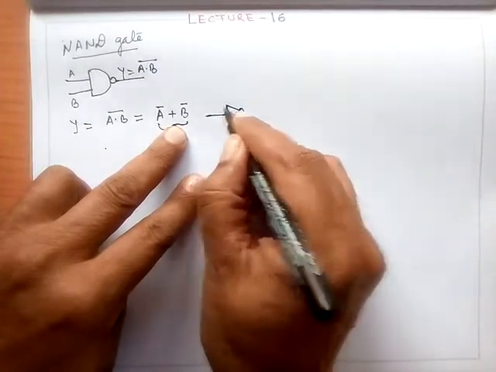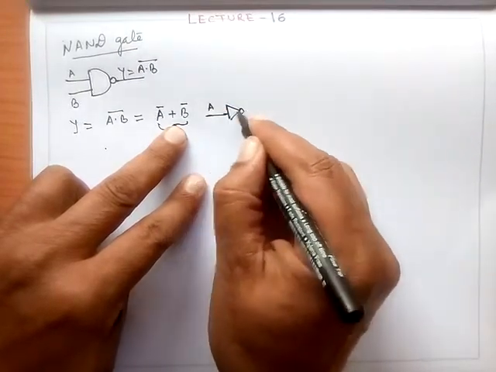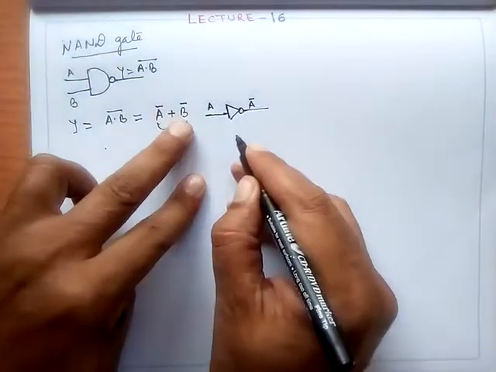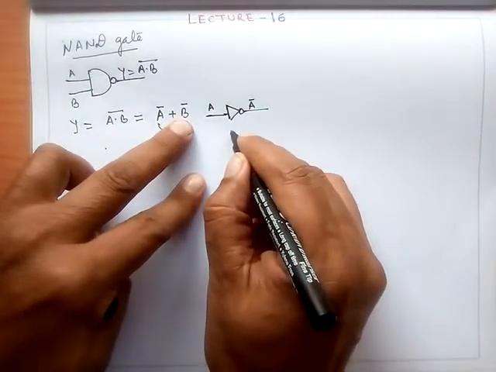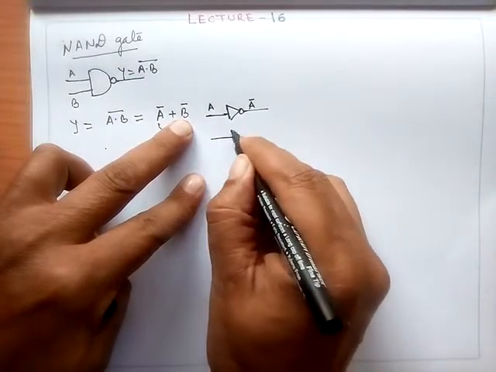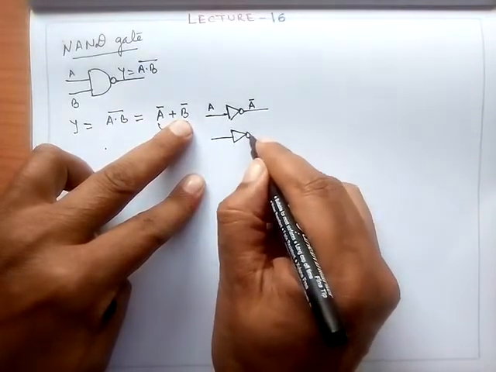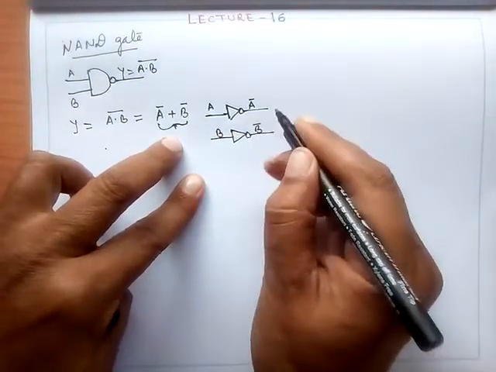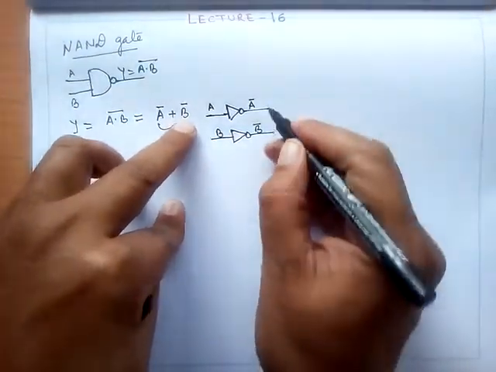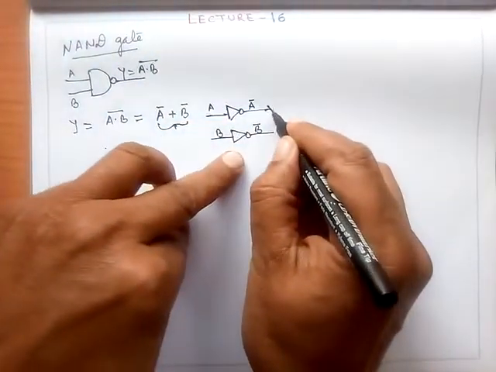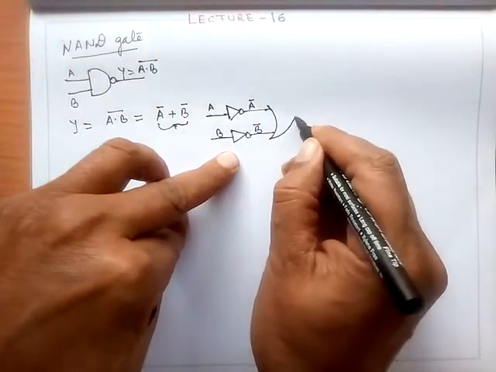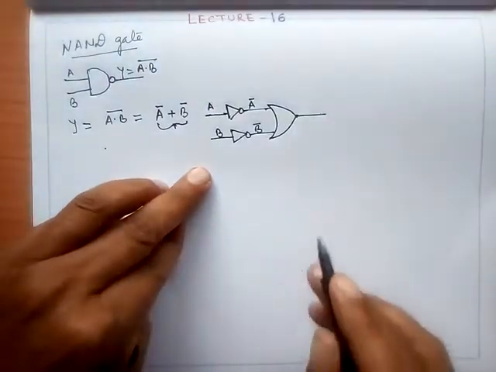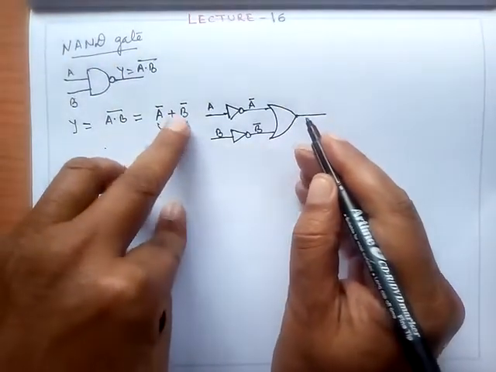If this is A, naturally here you will have A bar. And if this input is B, for B bar I need a NOT gate here, so this can be written as B bar. Now I am interested in the function A bar plus B bar. So A bar plus B bar means A or B, I apply an OR gate here, and this is A bar plus B bar.